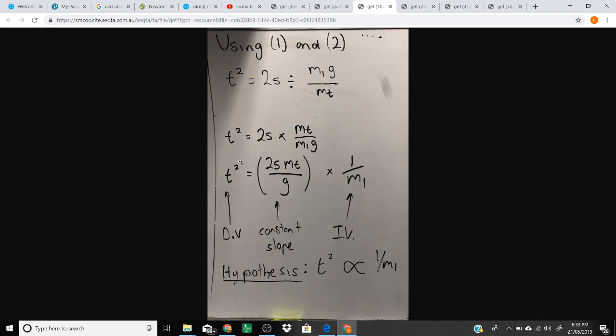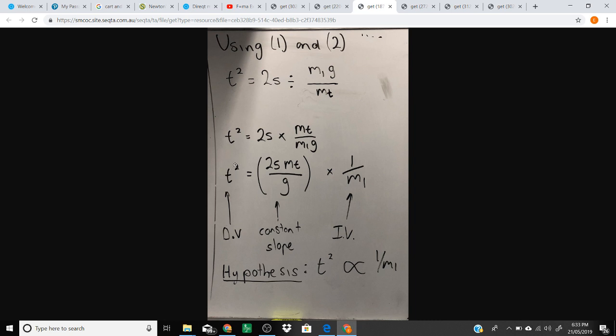Now, the way I've written this, you have this part on the left-hand side. That's going to be our dependent variable in terms of how we graph this. We have this group of constants in the parentheses. We have the independent variable, which is going to be graphed as 1 on M1. Now, in this equation, we actually have a proportional equation.